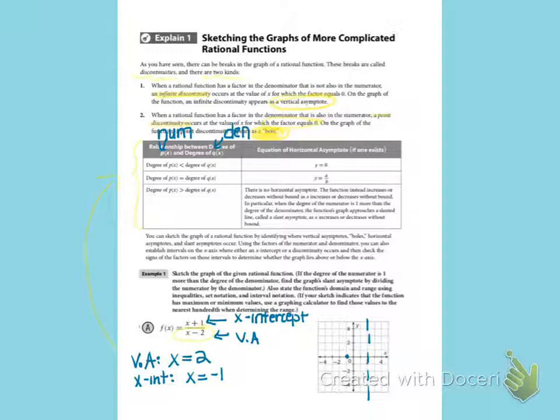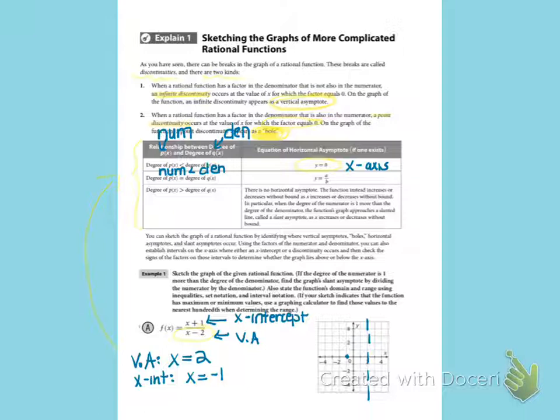In this table, they compare the degrees of the numerator and the denominator. What we mean by degree is the highest power on the exponent. If the degree of the numerator, p of x, is less than the degree of the denominator, then we're going to have a horizontal asymptote at y equals 0, which is really the x-axis, right? So if I see a higher power on the bottom, say I have an x squared on the bottom but only an x on the top, that means there's going to be a horizontal asymptote at x equals 0. I'm sorry, y equals 0.